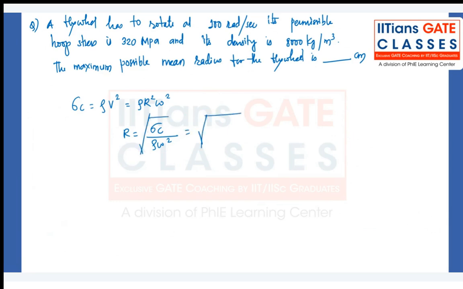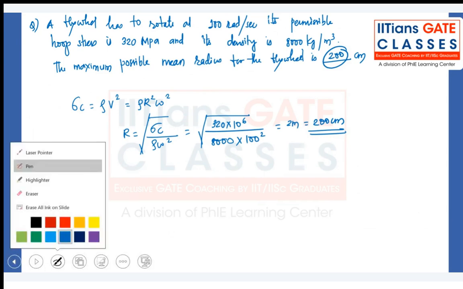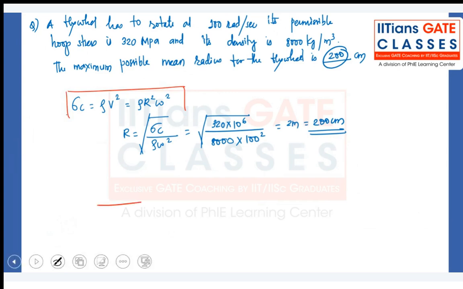So your sigma c, that is permissible hoop stress, is 320 megapascal, so 10 raised to the power 6. Density is 8,000 multiplied by omega, 100 radian per second, square. You will end up with 2 meter, which means 200 centimeter. Okay, 200 is the final answer in this case. This is something, a new formula. If you are not aware of this, please write it down. I'll go to the next slide. We have another question.